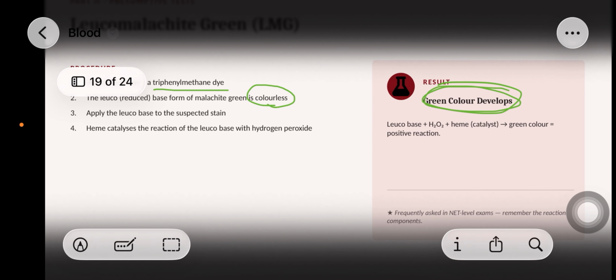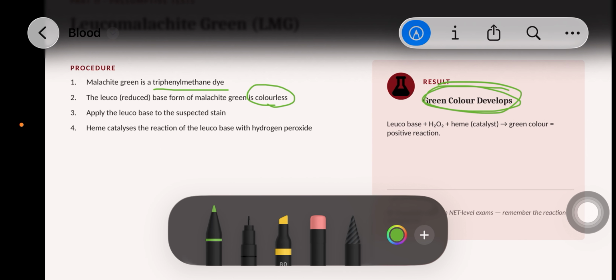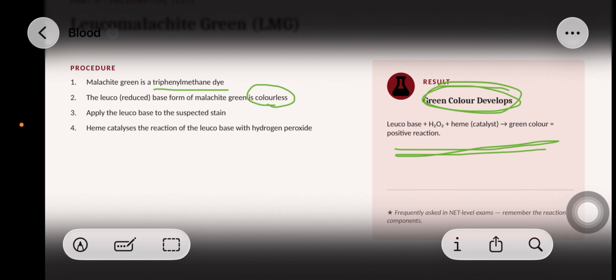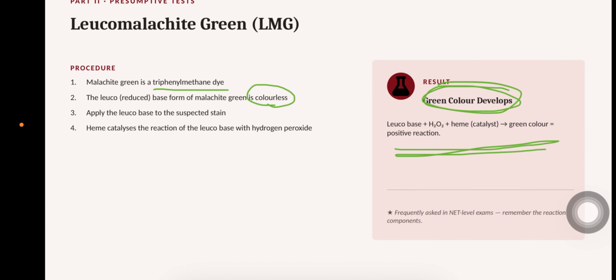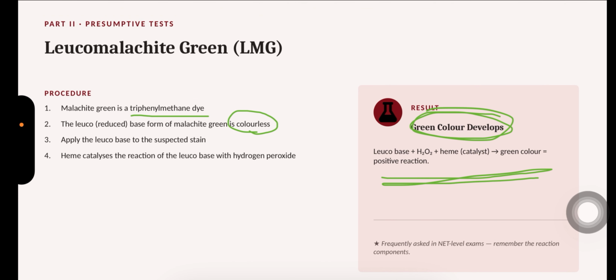Now, this equation, the leuco-base plus H2O2 plus heme gives green color, is what the reaction components are basically asked by NTA. Also, what I have seen this time is that NTA is asking the procedure, the sequence of these tests. So, you have to learn that also. Also, an interesting fact here is that LMG works on the same principle as the Kastle-Meyer test, only the indicator dye changes. The rest of the chemistry is similar.